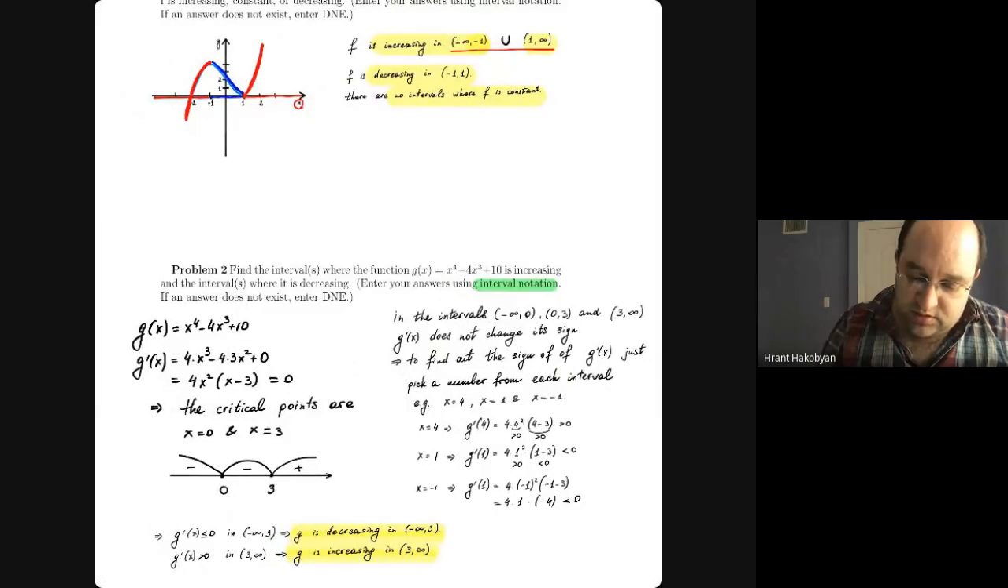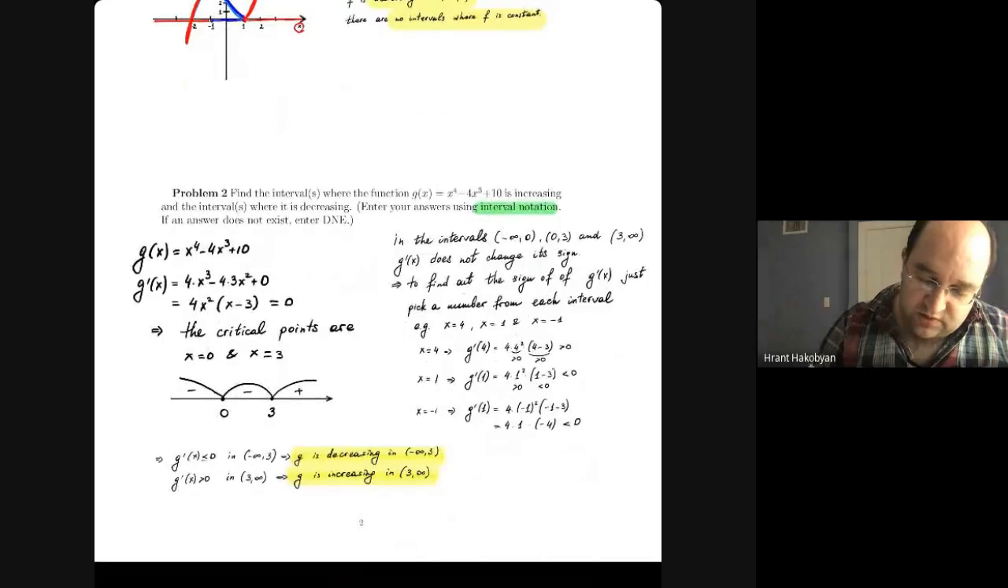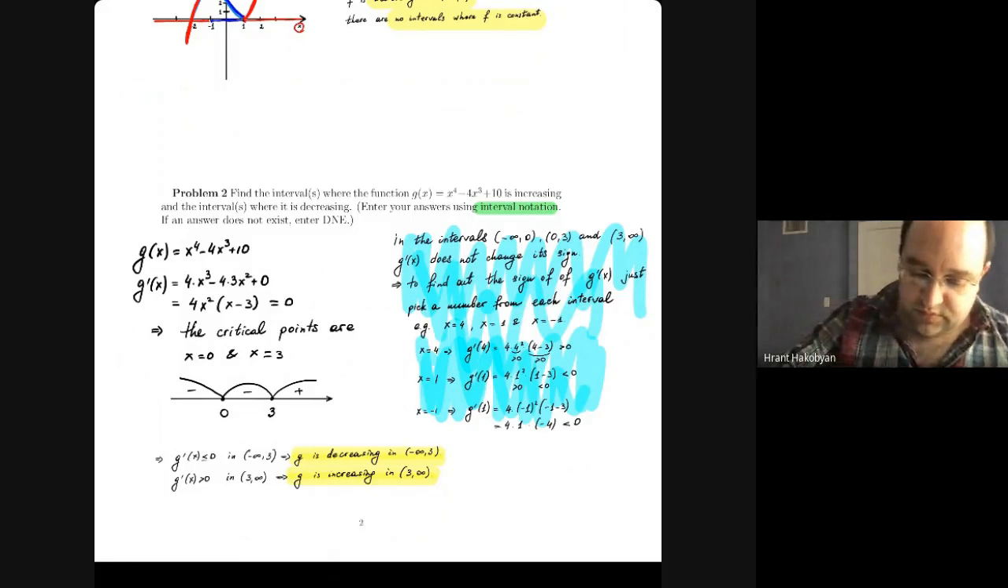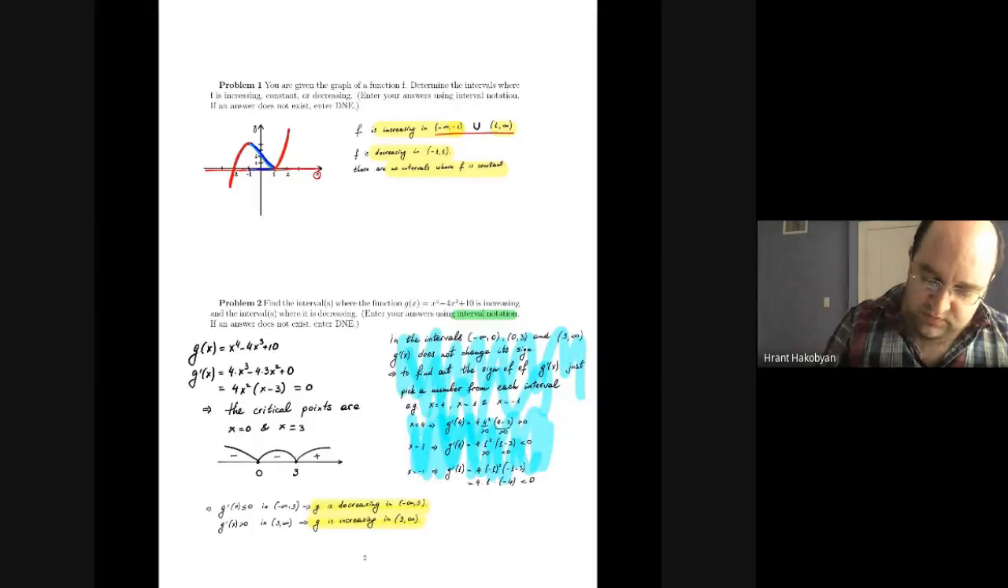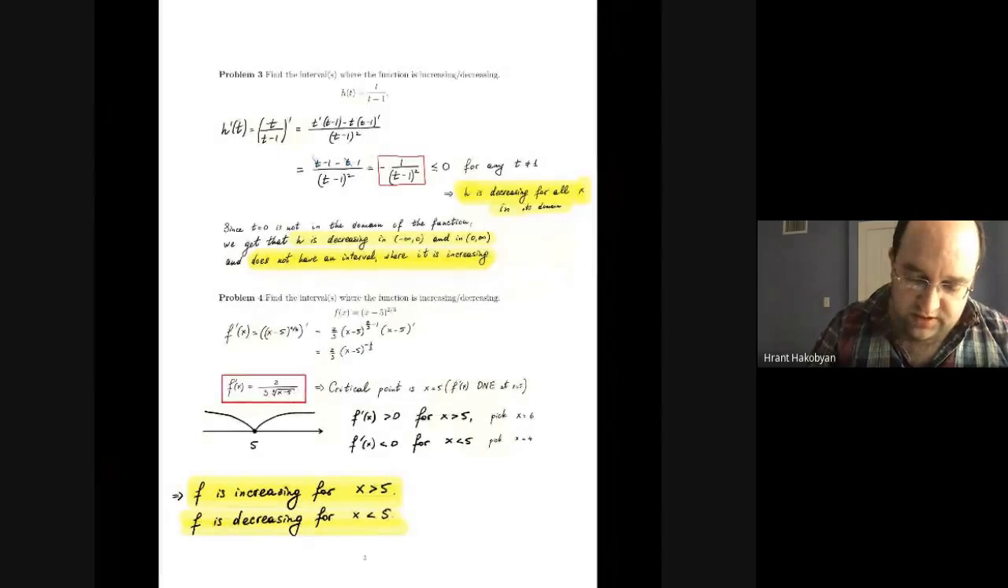Here is the problem. Find the intervals where the function is increasing and the intervals where it is decreasing. All right, so we found it. My solution is a little bit different here. Hopefully I'll be able to tell you a little bit about it next. It's a little longer. So let's see this one here.